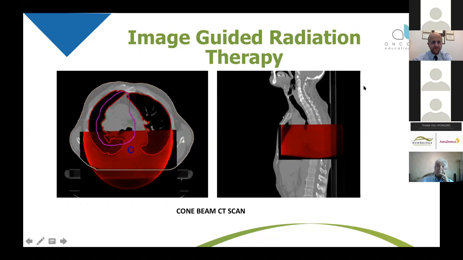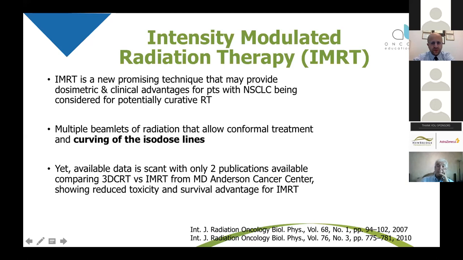Finally, I will move to the novel radiotherapy technique, which is IMRT, or intensity modulated radiation therapy. It's a promising technique that provides dosimetric and clinical advantages for patients with non-small cell lung cancer because it allows a better sparing of the normal structures from the high dose radiation, specifically the heart, the lungs, and the esophagus. Multiple studies were done comparing 3D versus IMRT, mainly from MD Anderson Cancer Center, that showed that toxicity is less, specifically in terms of esophagitis and radiation pneumonitis. One of these studies also showed a possible survival advantage for IMRT, to still be proven in randomized phase 3 studies.